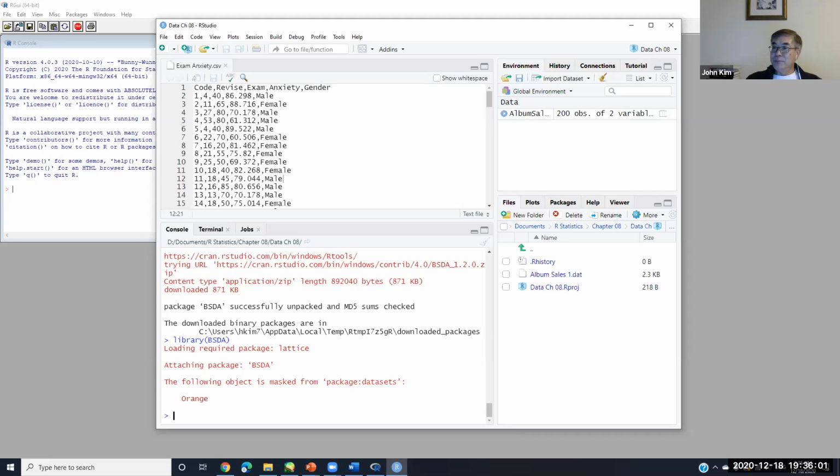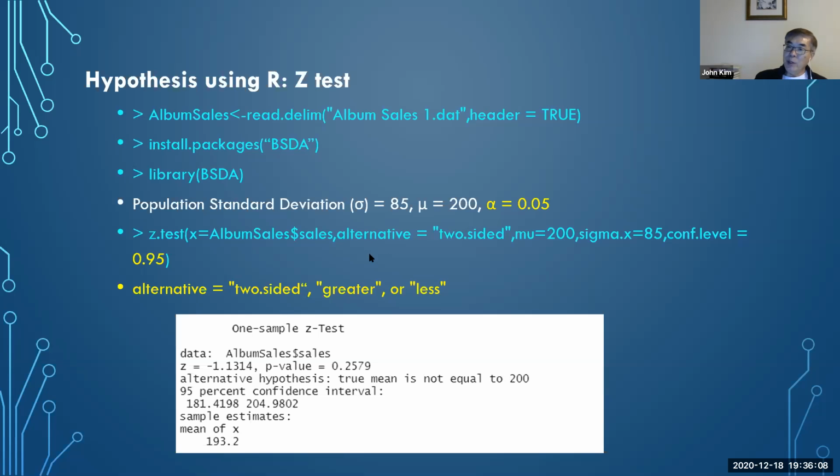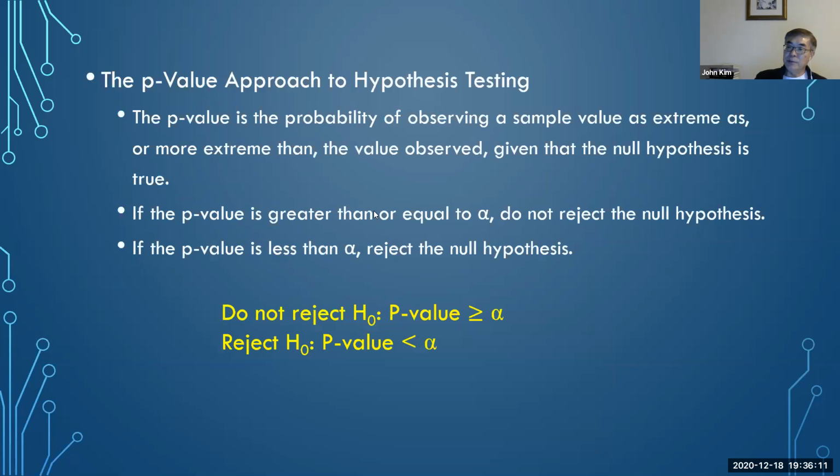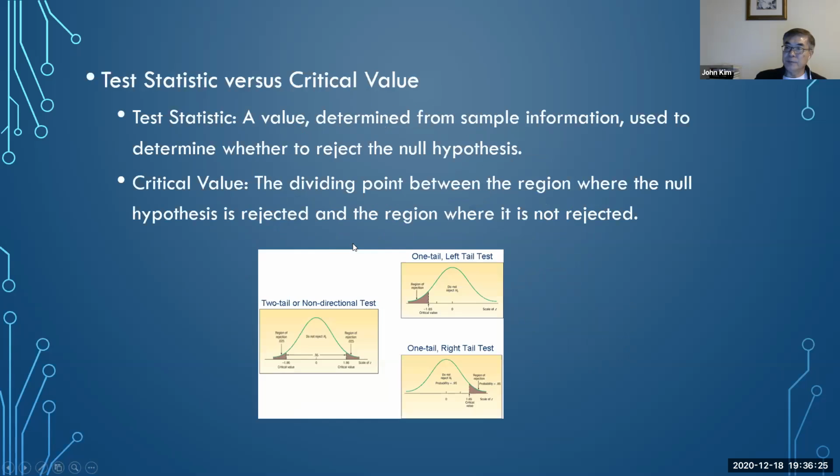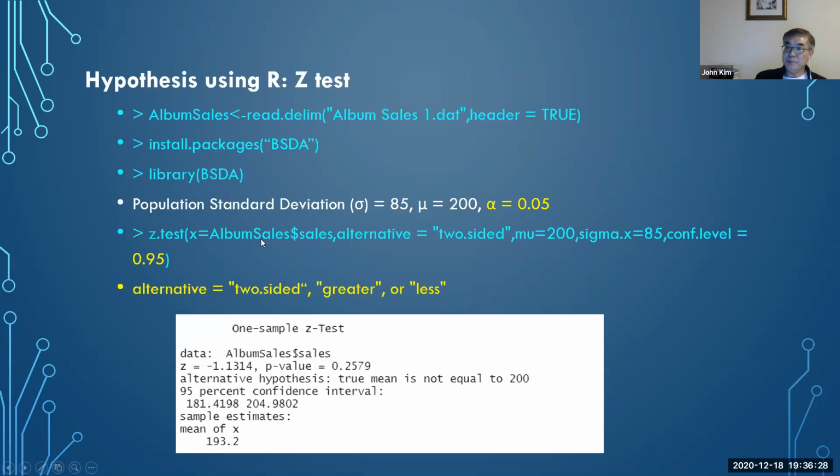Okay, so after that, for Z test, if we know the population standard deviation from the chart, population standard deviation known, then z-test. After that, we determine if it is two-tail or one-tail. So I can say population standard deviation, assume it is 85. Then mu, this is mu, the population mean, and then alpha equals 0.05.